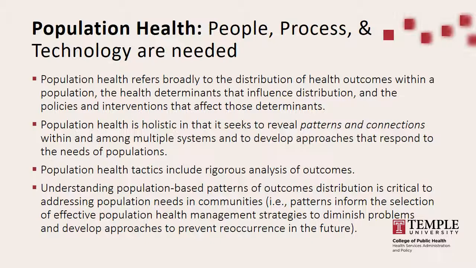Population health tactics include rigorous analysis of outcomes. Understanding population-based patterns of outcomes distribution is critical to addressing population needs in communities. For example, patterns inform the selection of effective population health management strategies to diminish problems and develop approaches to prevent reoccurrence in the future. In order to do this, we need to understand how people work, how they live, how they play, understand not only the human factor, but also the workflows and the processes, and utilize data and technology.